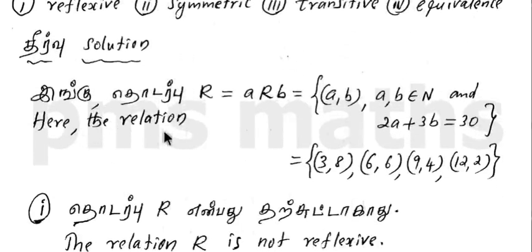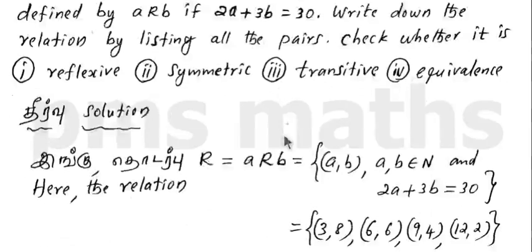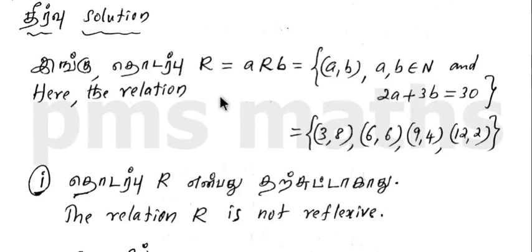Here the relation R is nothing but (a, b). It is given. Here (a, b) means the set (a, b), where a and b belong to N. N is nothing but the set of all natural numbers. And an equation is given: 2a plus 3b is equal to 30. Here first we have to write the elements of the relation set R, that means (a, b). Find out the values of a and b.